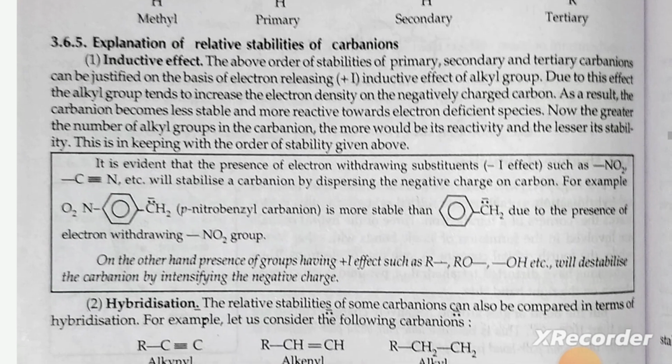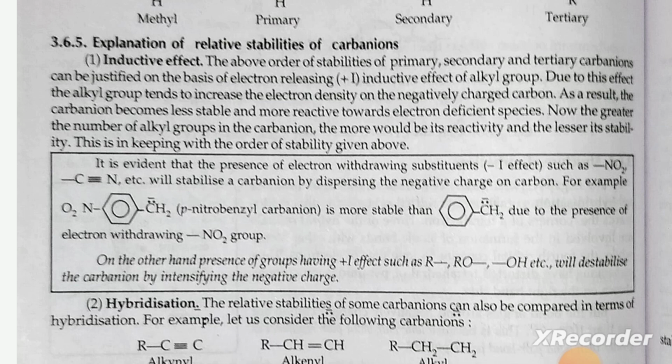Explanation of relative stabilities of carbanions. First, inductive effect. The above order of stabilities of primary, secondary and tertiary carbanions can be justified on the basis of the electron releasing +I inductive effect of alkyl groups. Due to this effect, the alkyl group tends to increase the electron density on the negatively charged carbon. As a result, the carbanion becomes less stable and more reactive towards electron deficient species. Now, the greater the number of alkyl groups in the carbanion, the more would be its reactivity and the lesser its stability. This is in keeping with the order of stability given above.